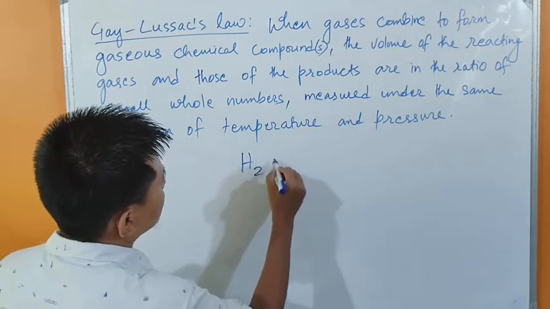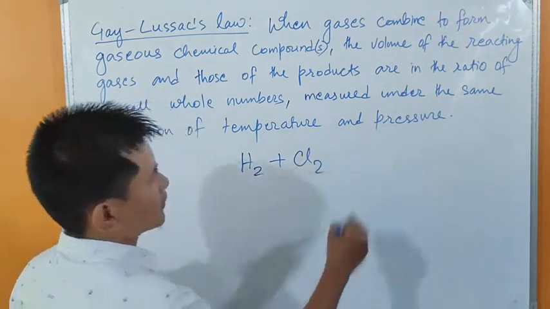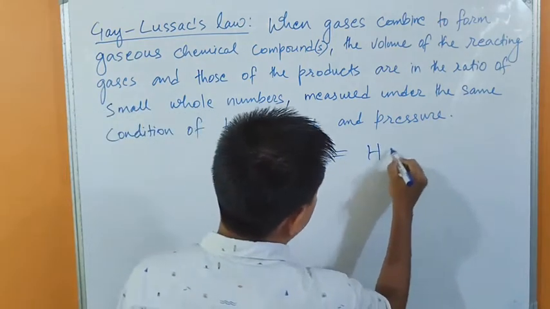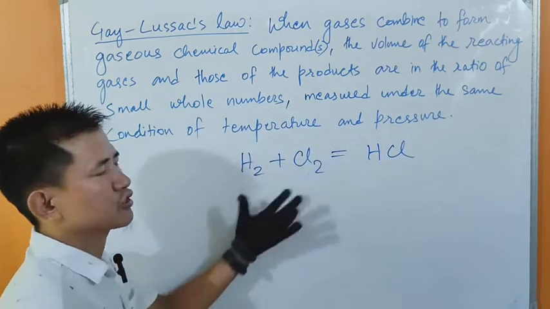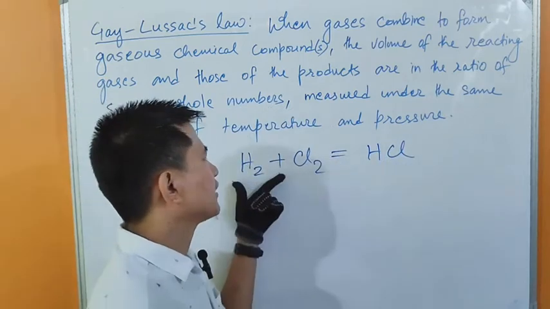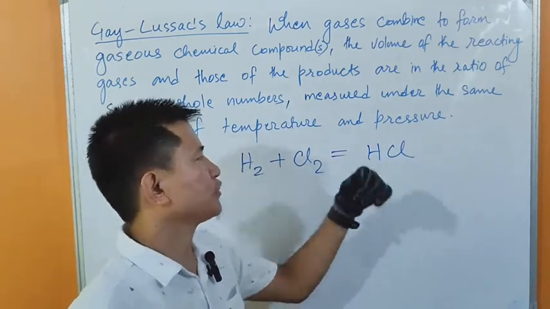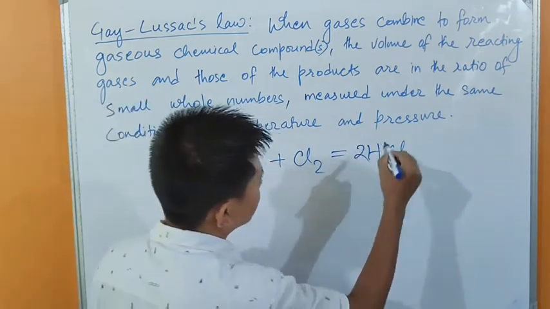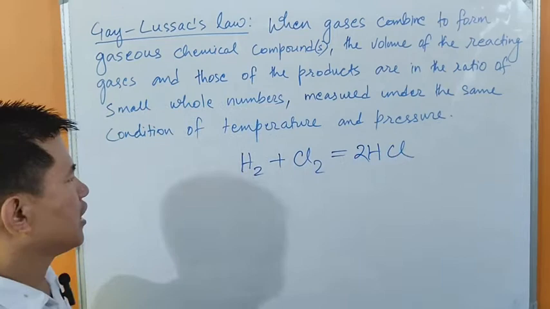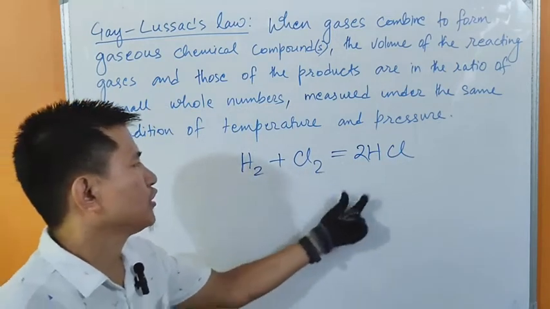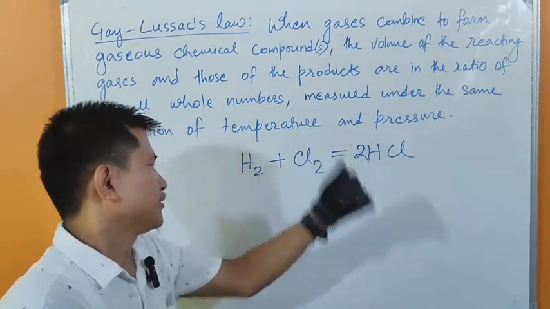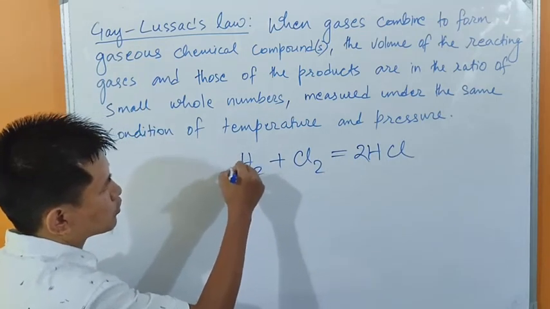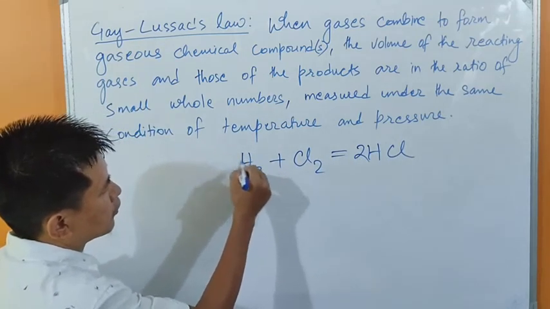Hydrogen gas reacts with chlorine gas to produce HCl gas. I am just giving an example. Let us first balance this chemical equation. If I write 2 here, the equation will be balanced. Hydrogen reacts with chlorine to produce 2HCl. Okay, from here, if there is no number, we should understand there is 1 in front of H.